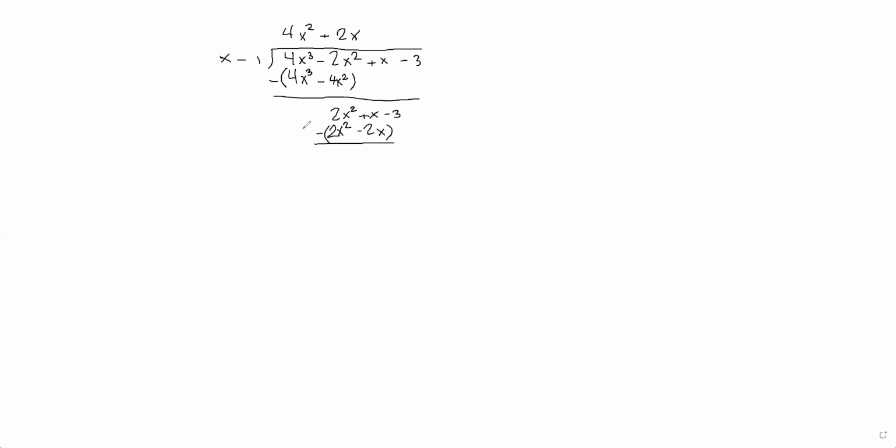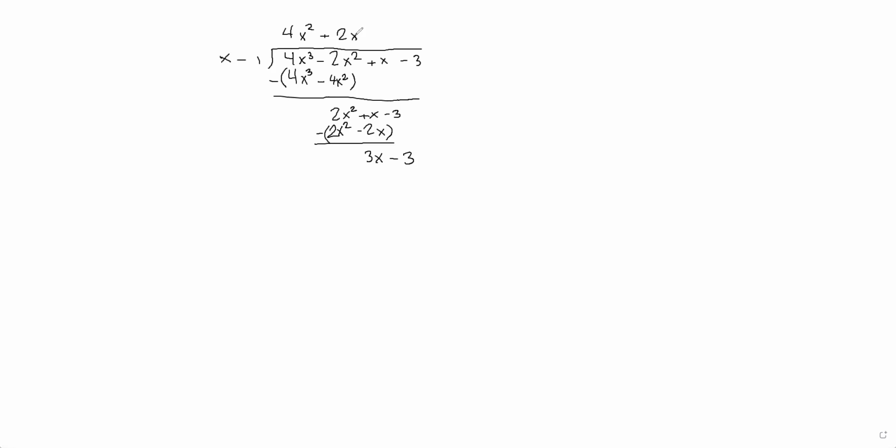Then we have x minus negative 2x, which is equivalent to x plus 2x, which is 3x. I'm going to bring the negative 3 down. We get 3x minus 3. All right, we're getting somewhere. We're near the end. So we're going to do it all over again. We're going to do another iteration.